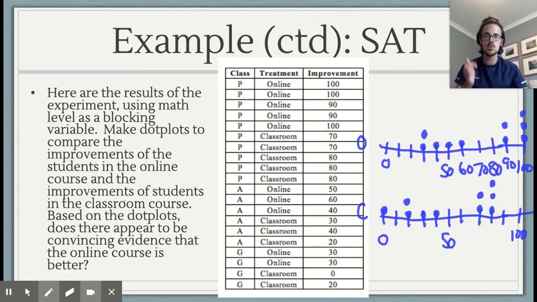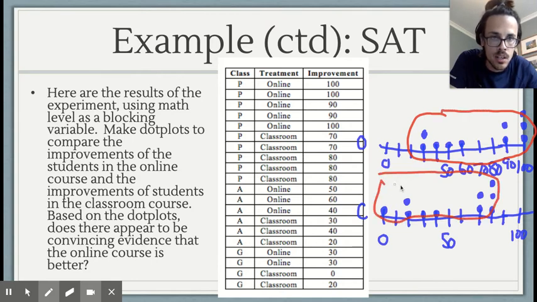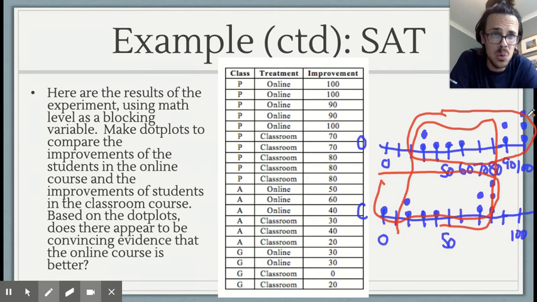So if you look at these two pictures here, that's what I care about when you compare dot plots: the overlap. The bulk of these points go from here to here. These points go from here to here. These points right here have an awful lot of overlap to them. There's a very strong amount of overlap right here. Yes, nobody got a 90 or 100 at all in the class group, but I have 5 kids who got it in the online group. You might say online can be a little better, but there's so much overlap between the two groups that this probably isn't enough to be convincing, okay?